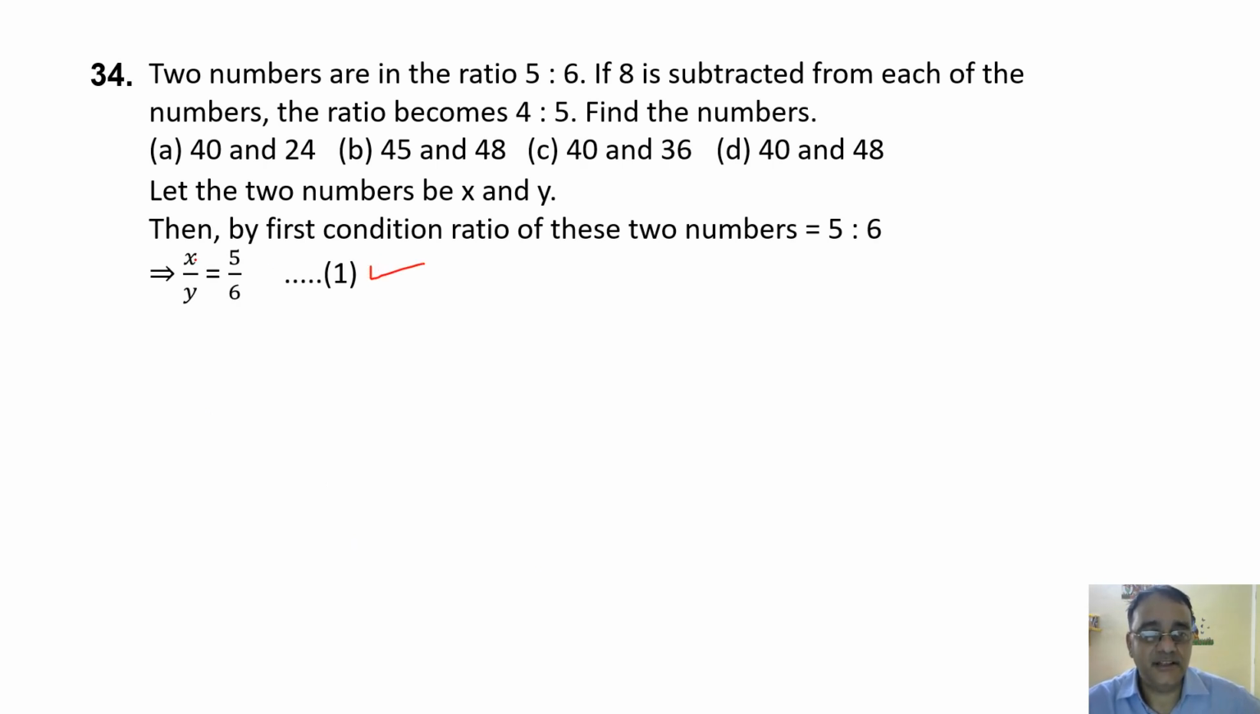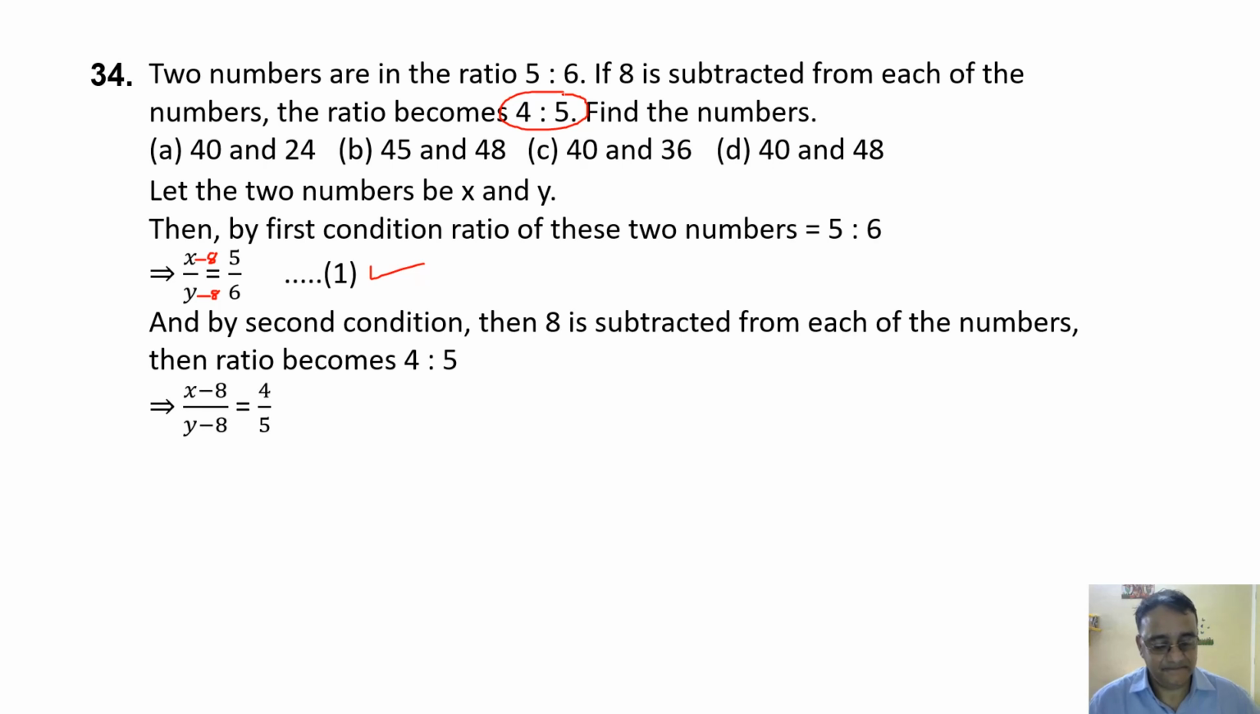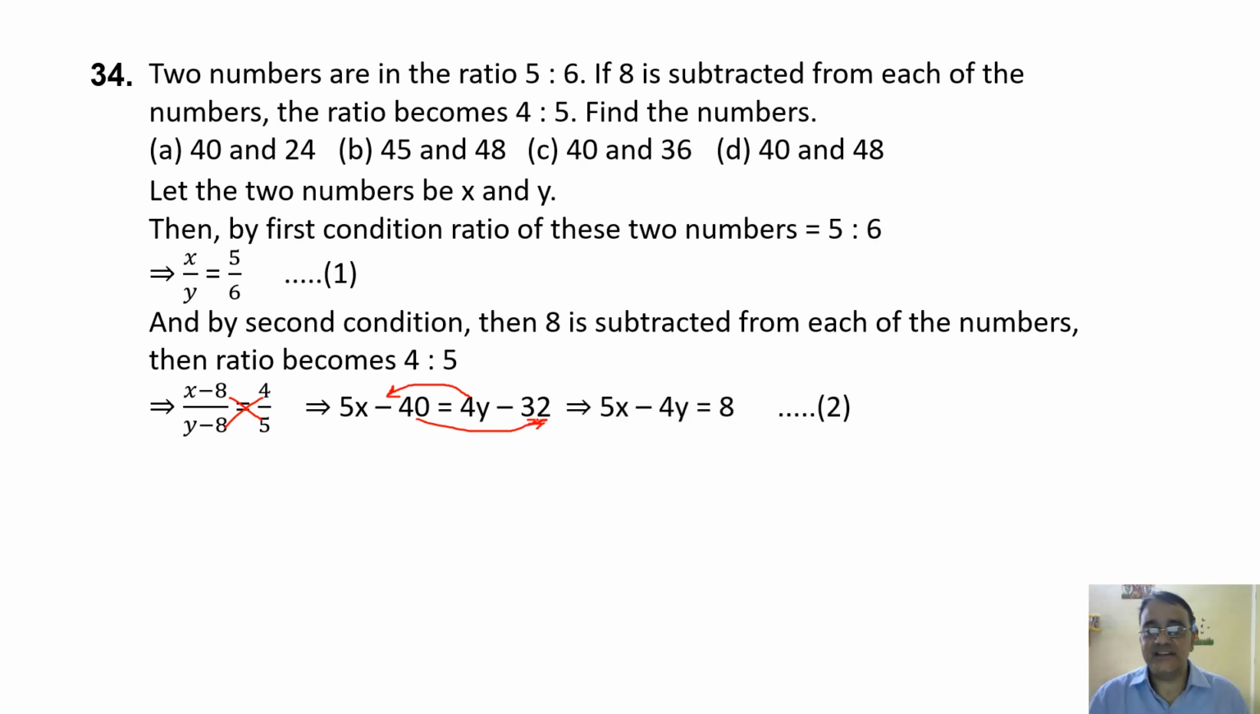Now if we subtract 8 from both, then the ratio becomes 4:5. So x minus 8 upon y minus 8 will be equal to 4 upon 5. This is clear? Yes, sir. Okay, now cross multiply. If you cross multiply, you will get 5x minus 40 is equal to 4y minus 32. Shift 4y to this side and minus 40 to this side. Minus 40 comes here so it becomes plus 40. So minus 32 plus 40 is 8. So we'll get 5x minus 4y is equal to 8. Any doubt in equation number 2?